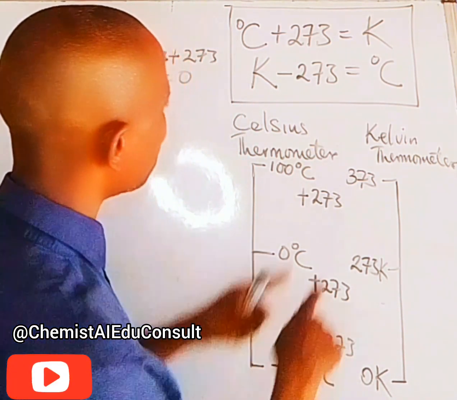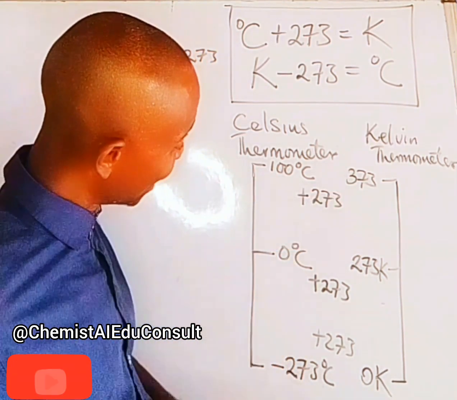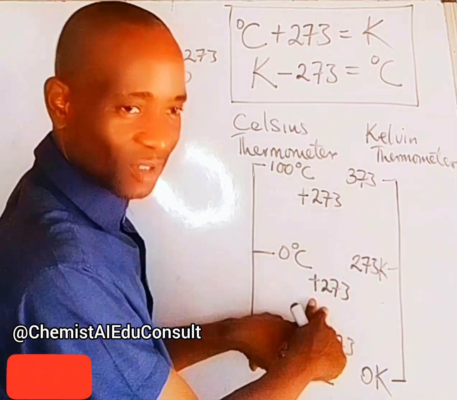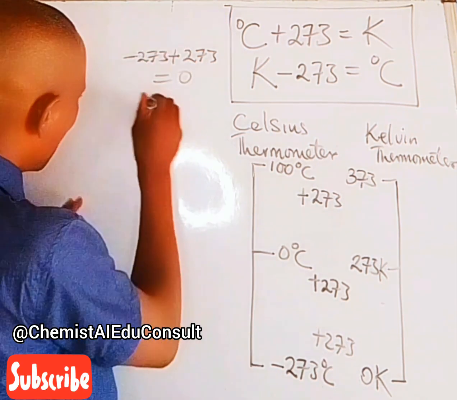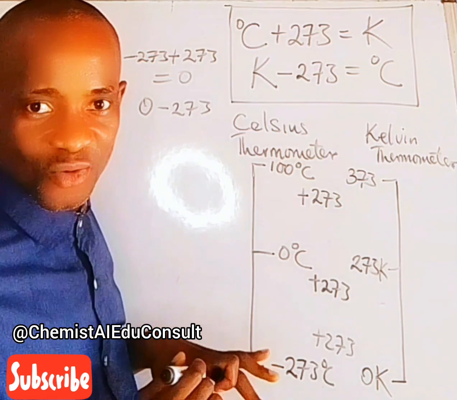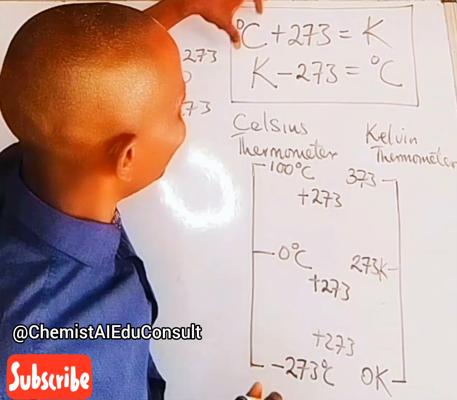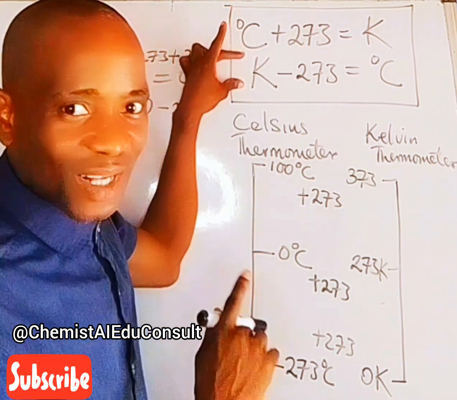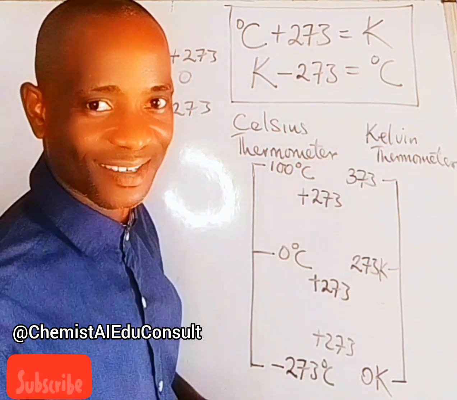Also ask yourself, what do I remove from 373 to get 100? Of course, it's 273. You also ask yourself, what do I remove from 273 to get 0? It's the same 273. What do I remove from 0 to get minus 273? 0 minus 273 will give you minus 273. And that is how these two formulae were gotten. Any temperature in degrees Celsius that you add 273 to, you are getting a temperature reading in Kelvin. Any temperature reading in Kelvin that you subtract 273 from, you will get a temperature in degrees Celsius.